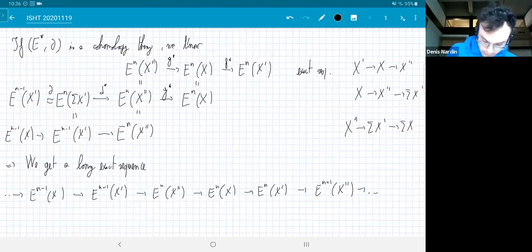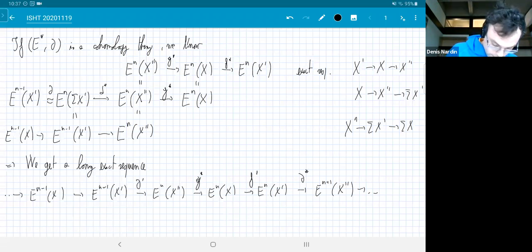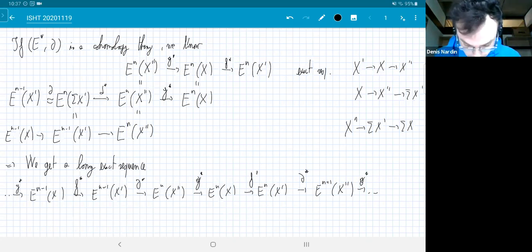And let me give names actually. So we have G upper star, F upper star, and I'm going to call these guys delta upper star. This was F upper star again, G upper star. And these shouldn't be a particular surprise for you.